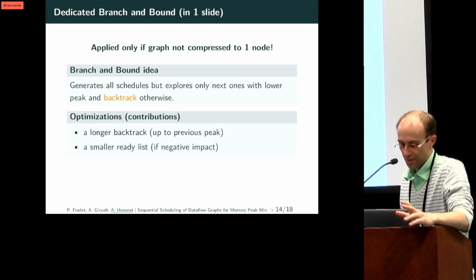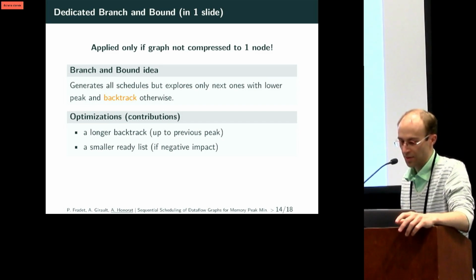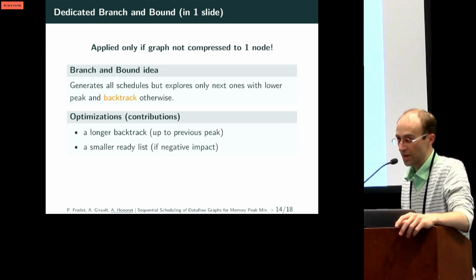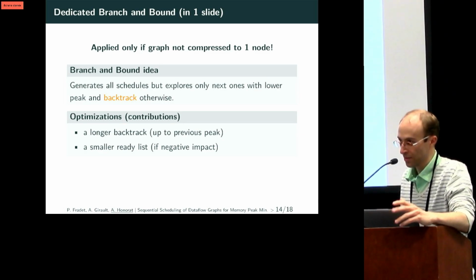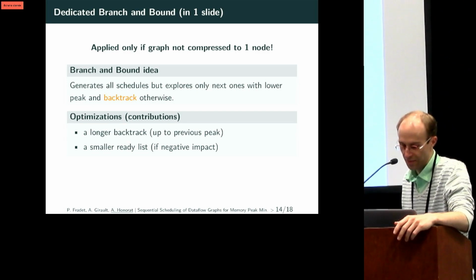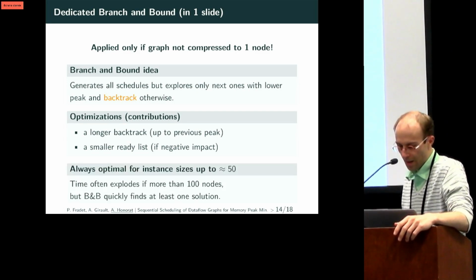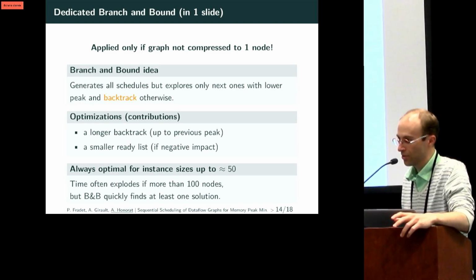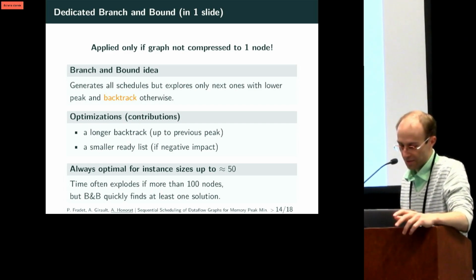Our contributions actually are on two optimizations for the branch and bound. First, a longer backtrack up to the previous peak instead of the previous node, and a smaller ready list if the next node has a negative impact, which corresponds to node E in the first example. So this algorithm is always optimal for instance size up to 50 nodes, but then it explodes if we have more than 100 nodes. It's still an NP-complete problem. But we can set a timeout, and we will always have at least one solution.